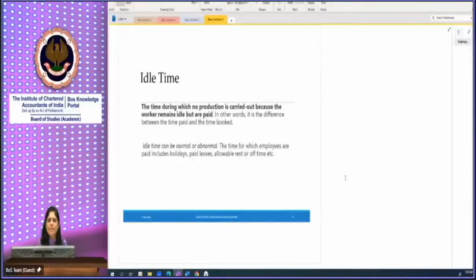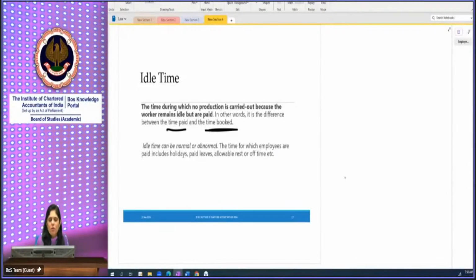So, the difference between time paid and time booked. Time booked means the actual time working on the product or the job. Say he's paid for 5 hours, but out of those 5 hours, the time booked, when he was actually working, was 4.5 hours. So he's paid for 5 hours, but he actually worked for 4.5 hours. Half an hour he took as lunch time, or whatever he was sitting idle. But he's being paid for 5 hours. That means idle time is when he's not doing anything, but still he is getting the salary or the wages.